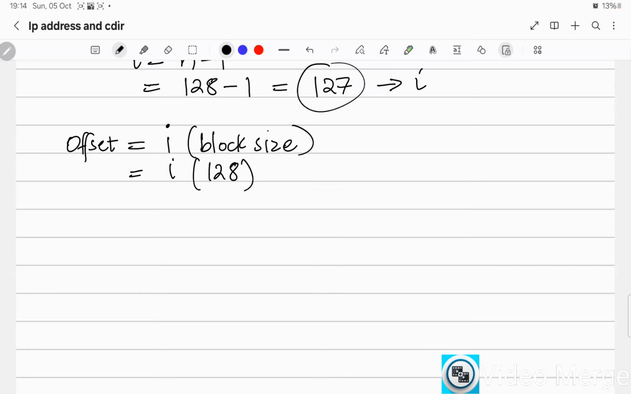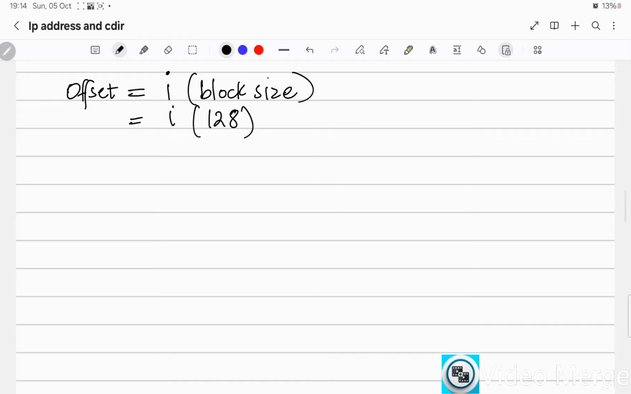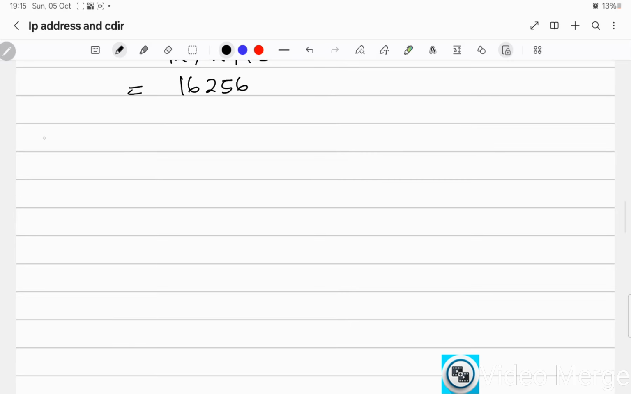The block size is actually the number of addresses per department. That's our block size. So we are going to have 127 times 128, and this gives us 16256.